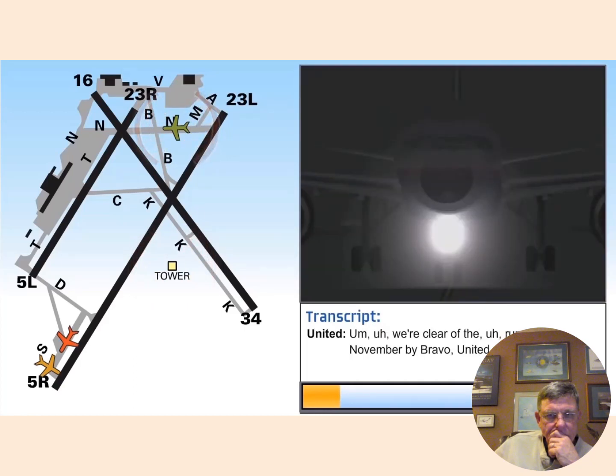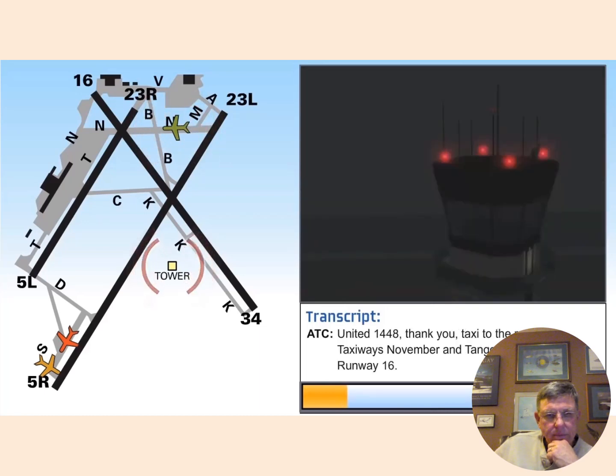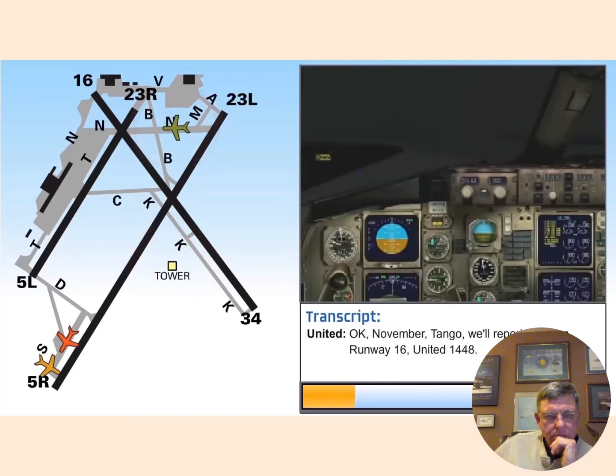We're clear of the runway on November by Bravo, United 1448. United 1448, thank you, taxi via taxiways November and Tango, report crossing runway 16. Okay, November, Tango, will report crossing runway 16, 1448.